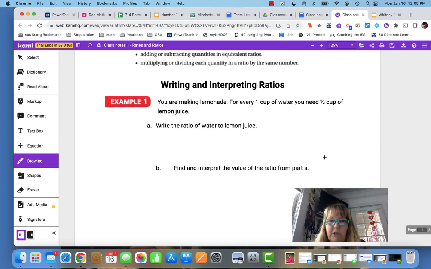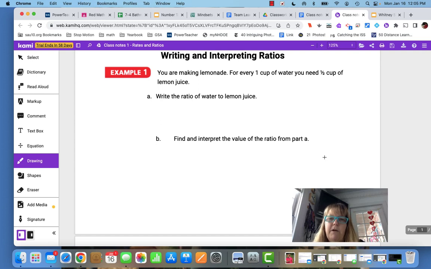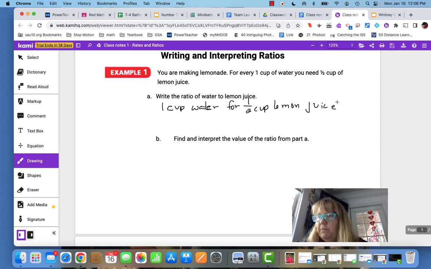So let's talk about writing and interpreting ratios. You're making lemonade, and for every cup of water, you're going to need 1/2 cup of lemon juice. Gosh, I hope there's a lot of sugar in there, but we're not going to talk about that today. It says to write the ratio of water to lemon juice. So we have 1 cup of water for 1/2 cup of lemon juice. That's the relationship that it has. If we would write it as a ratio, it would be 1 colon 1/2.